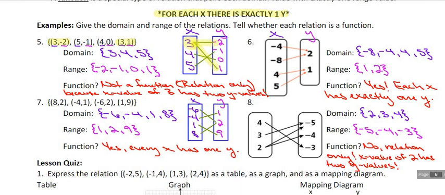In checking our answers, hopefully you got that number 7 is a function because every x has one y. Our domain was -6, -4, 1, and 8. Our range was 1, 2, and 9. And I also displayed it in a mapping diagram to help visualize. In number 8, we have a mapping diagram. Our domain is 2, 3, and 4. The range is -5, -4, -3. Due to the fact that the x value of 2 is going to 2 different y values, this is not a function, it is only a relation.